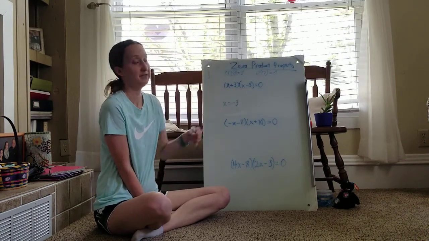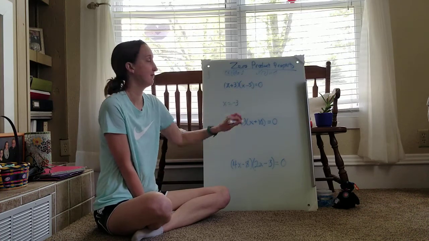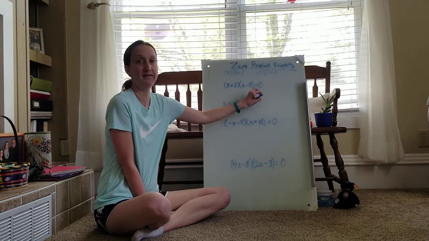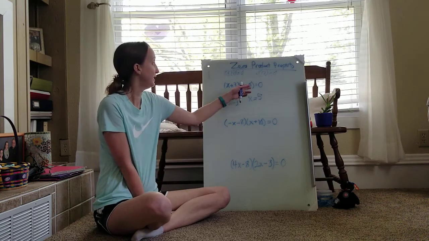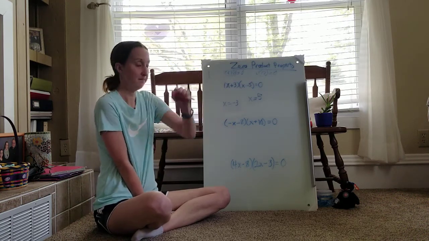How do I make this piece equal 0? Something take away 5 equals 0. The answer would be 5. Let's check it. 5 minus 5 is 0. 0 times anything equals 0.